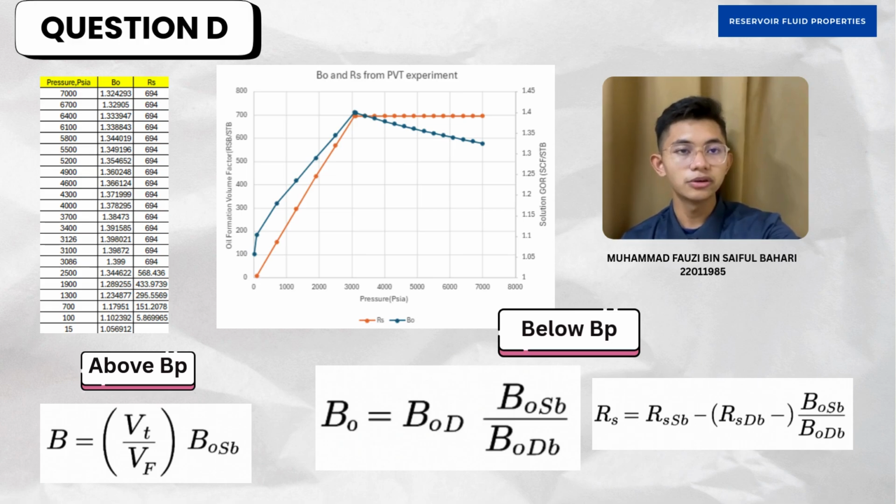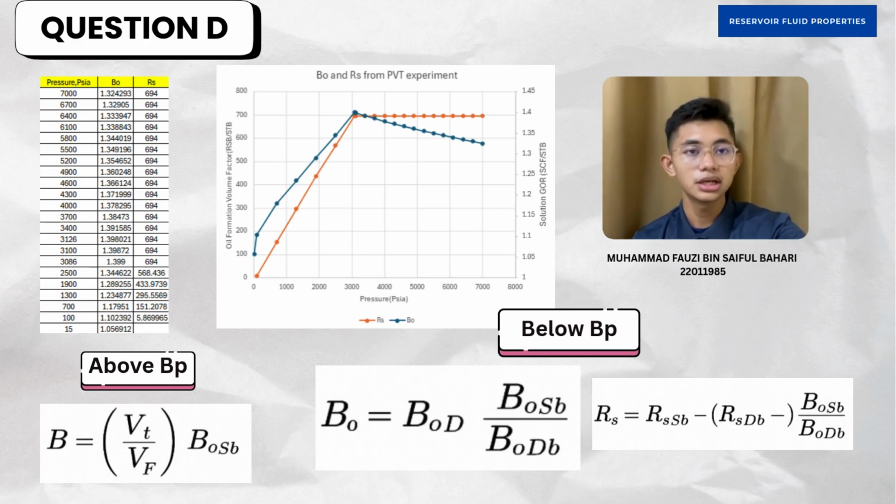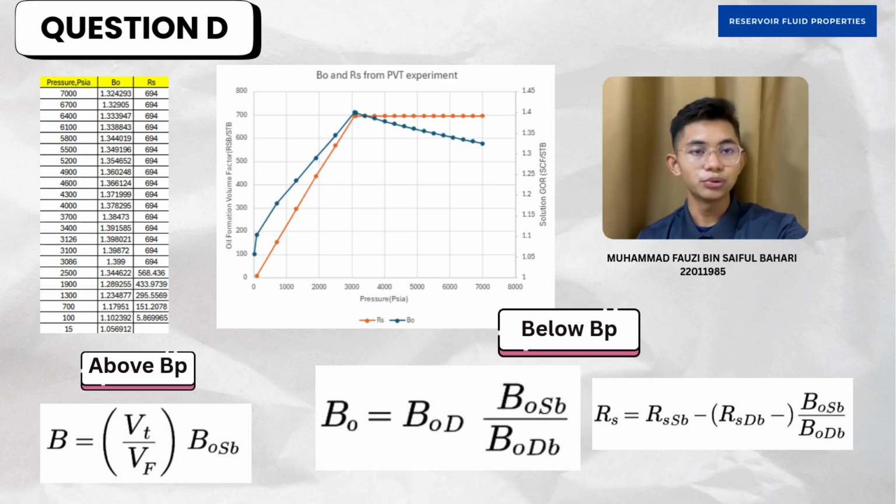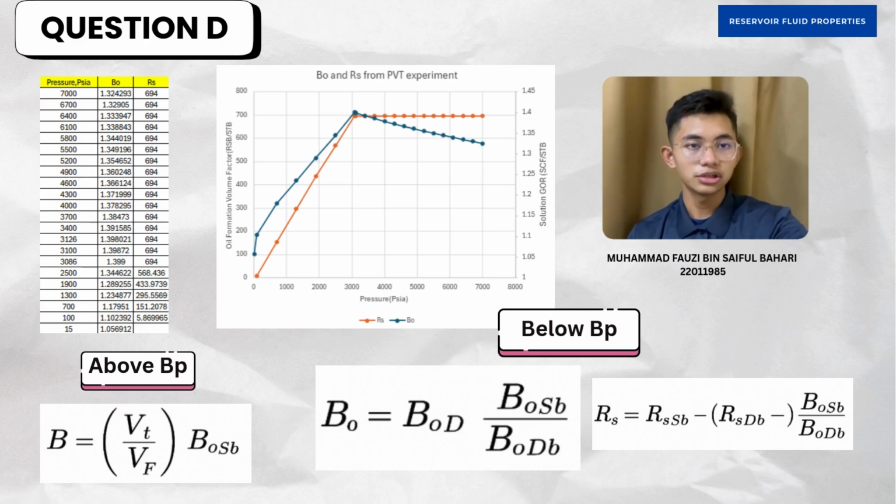Like for the BO above bubble point, as you can see in the formula, we use the relative volume times the BO SB, which is constant. So the equation we put in the Excel, and the data we put in the equation is suitable with the formula. But for the solution gas oil ratio above bubble point, it's constant, so we don't need any formula. For below bubble point, we also have the formula.